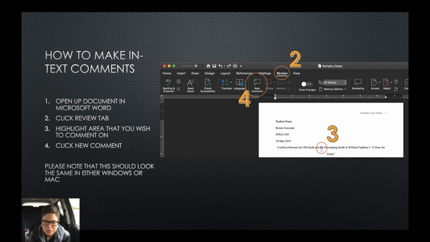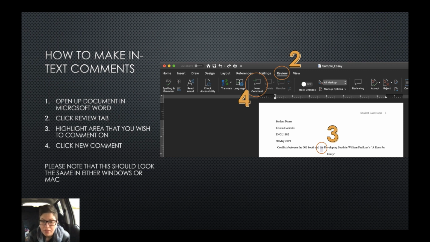And the reason for 2 coming before 3 is so that you've got all the comment functions right where you need them the second that you highlight. For me, I end up accidentally unhighlighting things and have to go back and do it again. That's why I recommend this order.